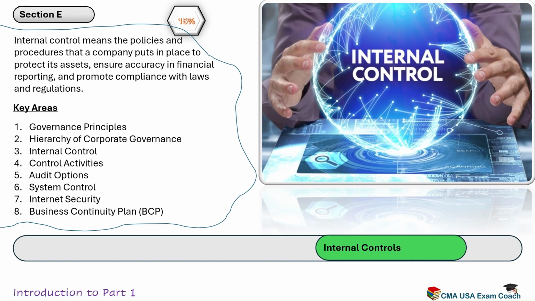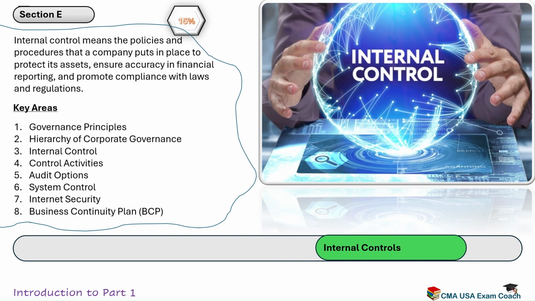So, in summary, Section E is all about protection and preparedness. It helps businesses stay strong, reliable, and trustworthy, no matter what challenges arise. As future CMAs, you'll play a key role in designing and maintaining these control systems, ensuring that the organization stays secure and efficient.